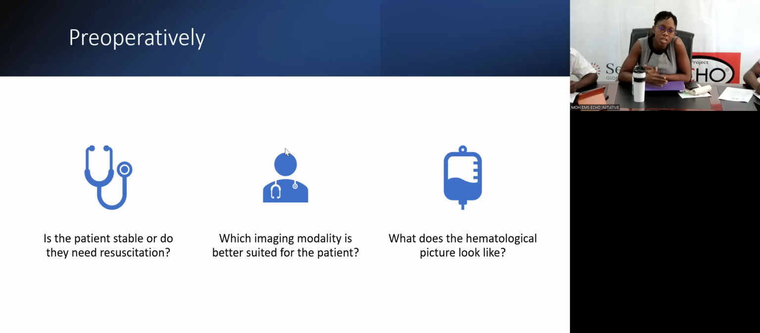So for resuscitation, it is ongoing. Is your child resuscitated enough to go and make a line at the X-ray department or the ultrasound department? You don't want to say, oh, diagnosis, severe dehydration, let's start fluids, but then I also need an ultrasound scan, so your child is getting into ultrasound before you actually resuscitated them. So the key thing is resuscitation, like Dr. Jacob had said. And secondly, what you're going to ask yourself is which imaging modality is better suited for the patient.